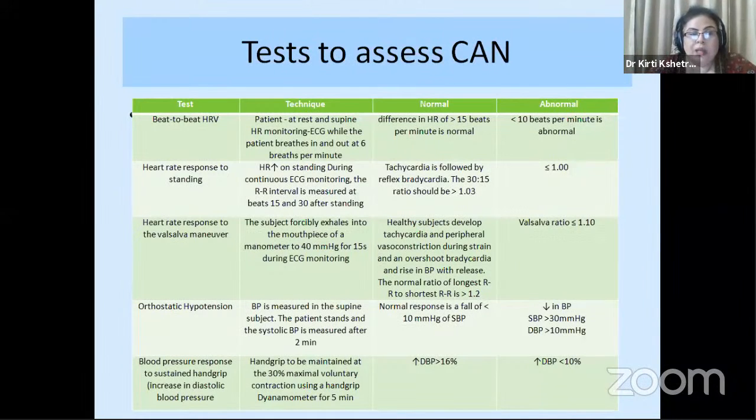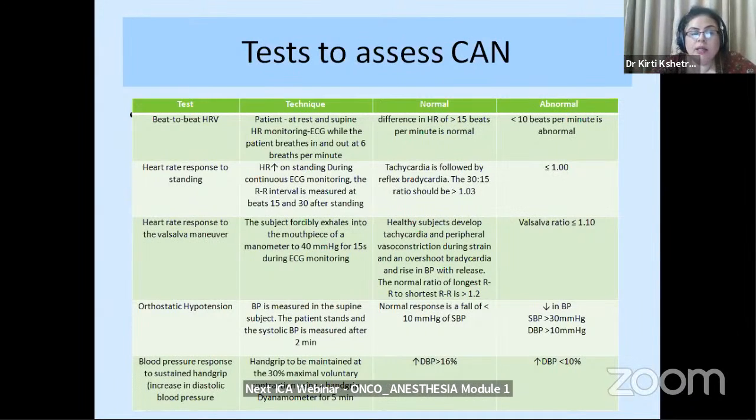Heart rate response to the Valsalva maneuver, when the patient breathes into a manometer at 40 mm Hg for 15 seconds. Then the Valsalva ratio, that is the ratio between the longest and shortest RR, if less than 1.1, denotes CAN.